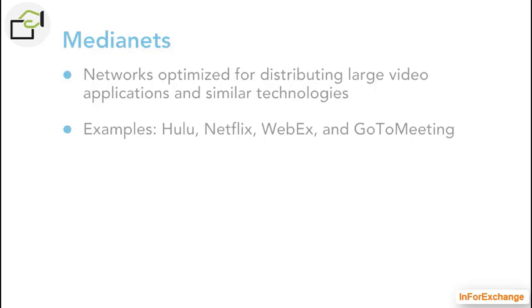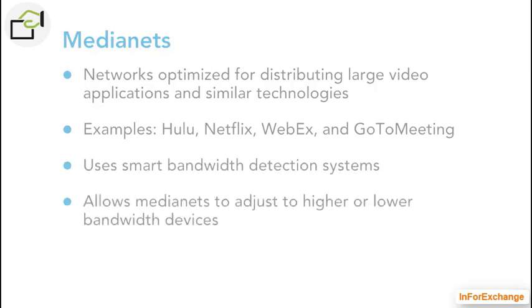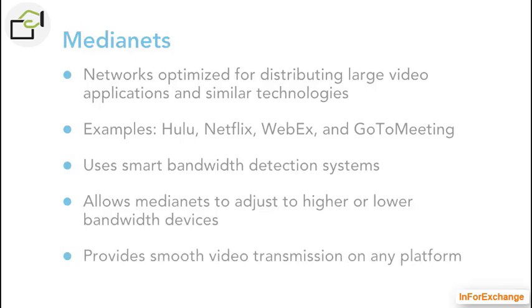One of the ways that a MediaNet can handle such large-scale video applications is by using something called smart bandwidth detection systems. The smart bandwidth detection systems allow MediaNets to adjust to higher or lower bandwidth devices. The result is that the MediaNet is able to provide smooth video transmission on any platform, whether it is a slower or a faster platform. You'll still get the same kind of smooth video that you're used to in these various technologies.